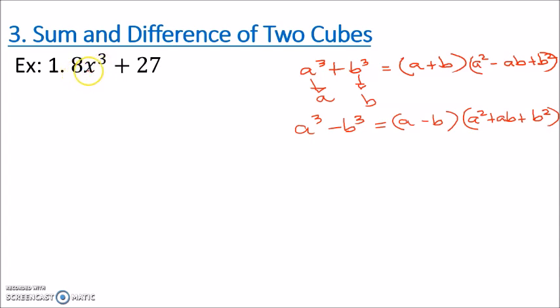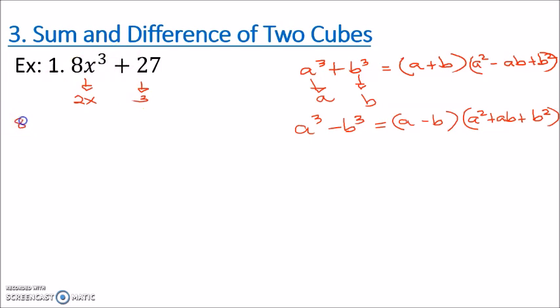X cubed, so x yan. Ang 27 naman, perfect cube kasi ang cube root niyan ay 3. 3 times 3 is 9, times 3 is 27. Okay? So, ang cube root ng 8x cubed ay 2x. Ang cube root ng 27 ay 3.